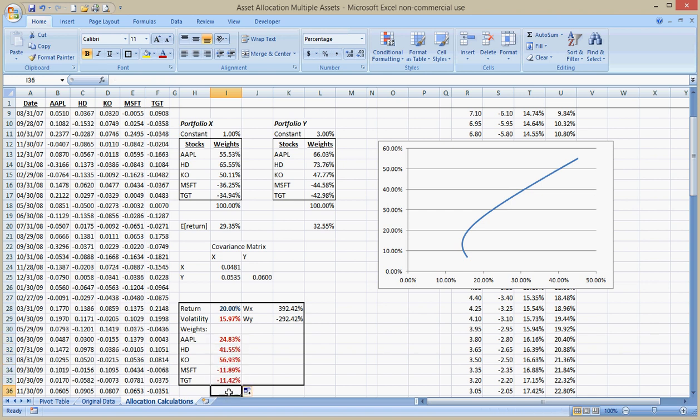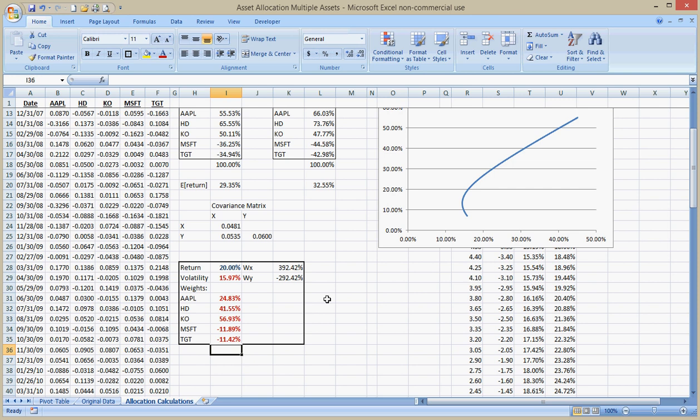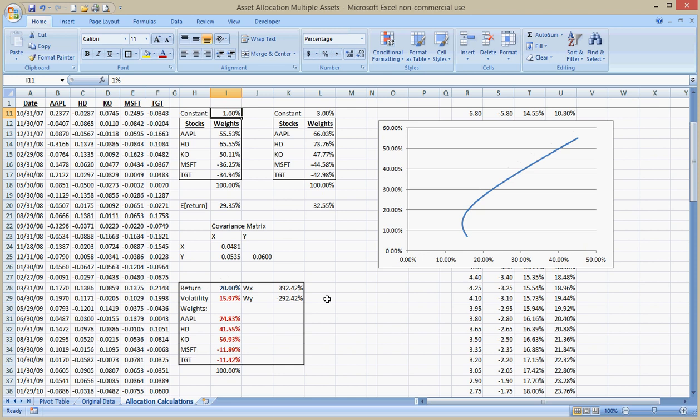Copy that down, and then these 5 numbers should add to 100, so I come right here and alt equal, and that adds to 100%, and that checks out. So now I've been able to say for a client to come in and want a certain return, 25%, then those are the weights, and that's the volatility.